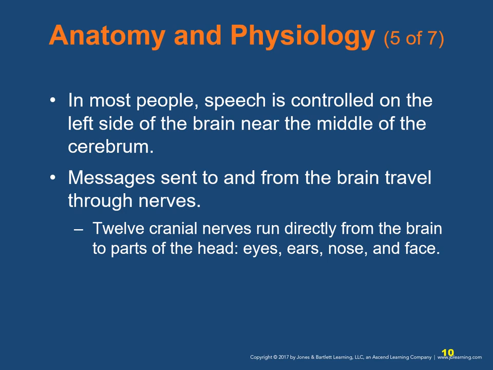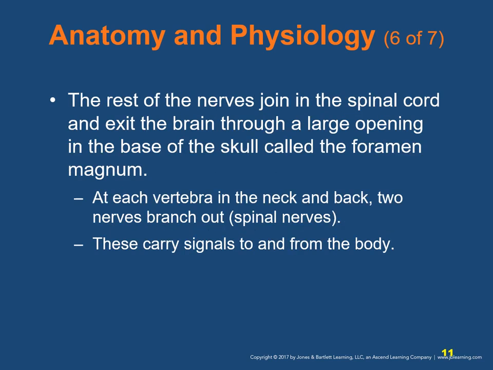Messages sent to and from the brain travel through nerves. There are 12 cranial nerves that run directly from the brain to different parts of the head. 4 of them are the nerves that control the eyes, ears, nose, and face. The rest of the cranial nerves, those other than the eyes, ears, nose, and face, join in the spinal cord and exit the brain through a large opening in the base of the skull called the magna foramen, or the foramen magnum. Either way is correct.